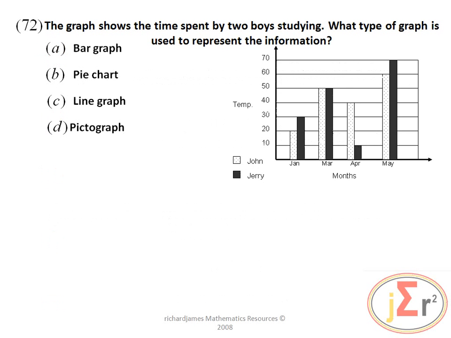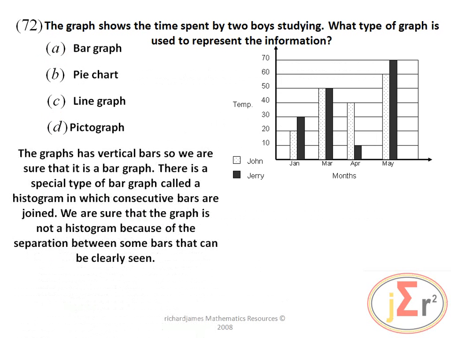The graph shows the time spent by 2 boys studying. What type of graph is used to represent the information? The graph has vertical bars, so we are sure that it is a bar graph. There is a special type of bar graph called a histogram in which consecutive bars are joined.